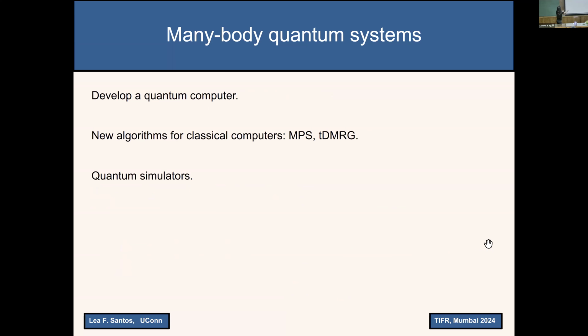So what is it that we can do? Well, we can develop quantum computers, right? Everybody's after that. But the ones that we have so far are not good enough. So what is it that we can do in the meantime? Well, you can think about new algorithms that you can use in your classical computers. So this idea of matrix product states, what is the idea behind?